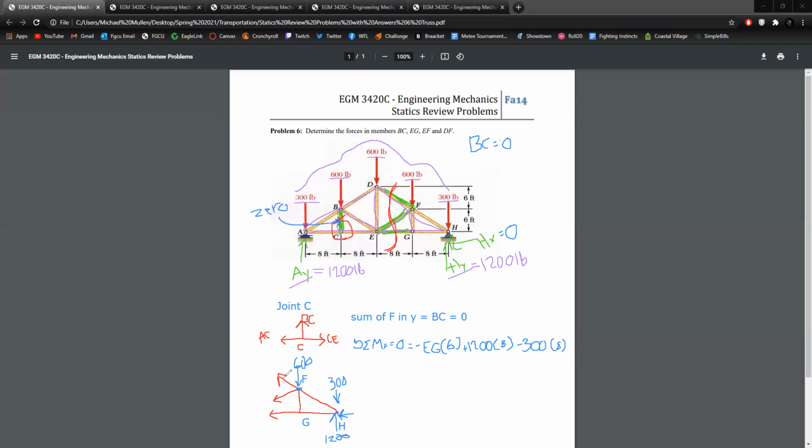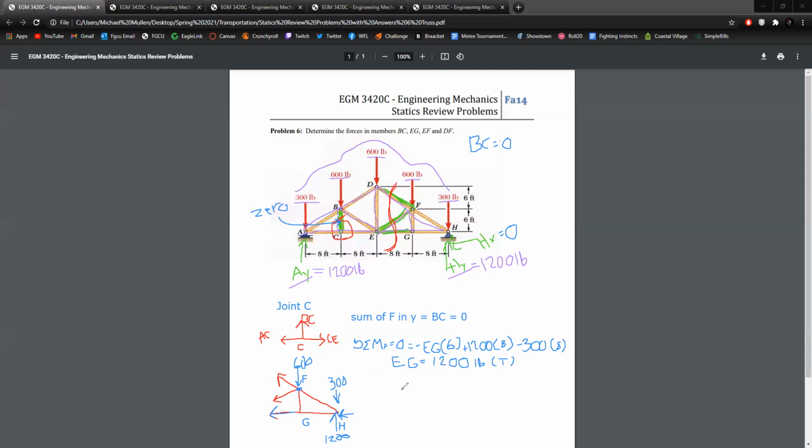And that's all of our forces. If we take the moment about F, we can solve this and say that EG is equal to 1,200 pounds. And we get a positive answer, so this is going to be in tension. We get a positive answer, so our assumed direction of EG going to the left, aka tension, is correct.